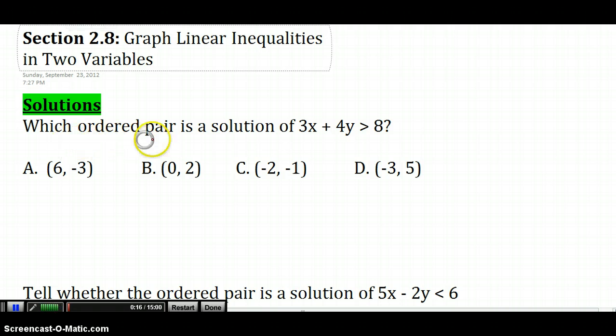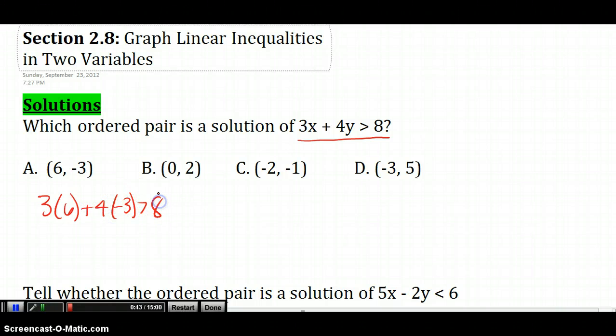The question is, which ordered pair is a solution to this inequality, 3x plus 4y is greater than 8? To find out which pair is a solution, you plug them in for x and y and see which one gives you a true statement. Whichever one is true is a solution. So if I start with A and plug in 6 for x and negative 3 for y, and do my math, I have 18 minus 12, which is 6, and 6 is not greater than 8, so that is not a solution.